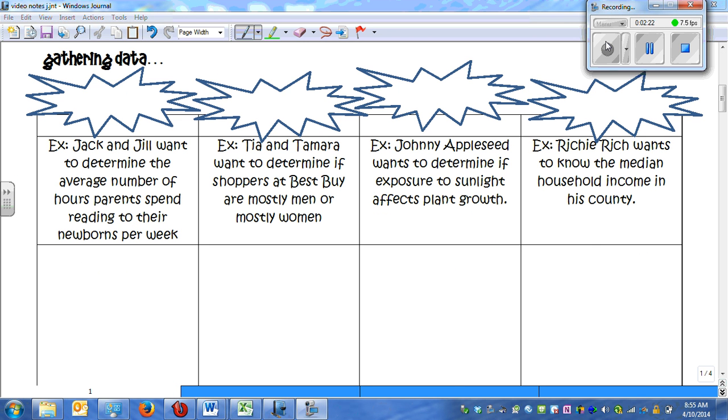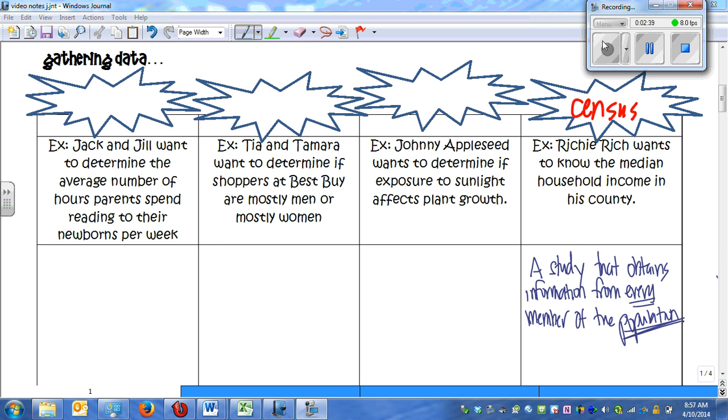Once you determine your research question and your sample, you should strategically plan the best way to gather data. There are 4 types of research designs that you're responsible for knowing about in this course. The first type is a census. A census is a study that obtains data from every member of a population.